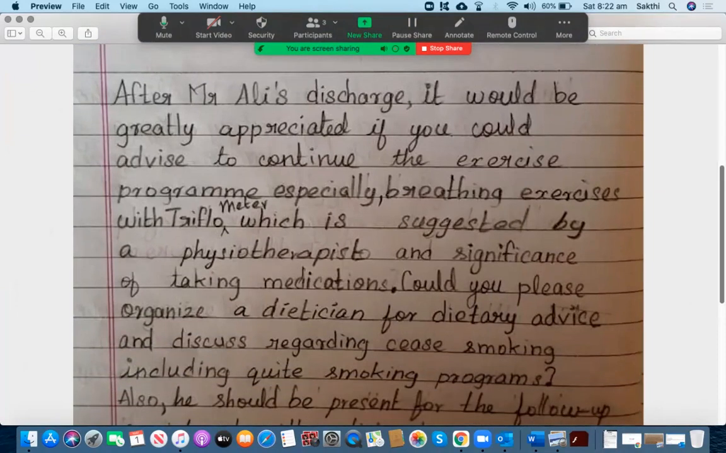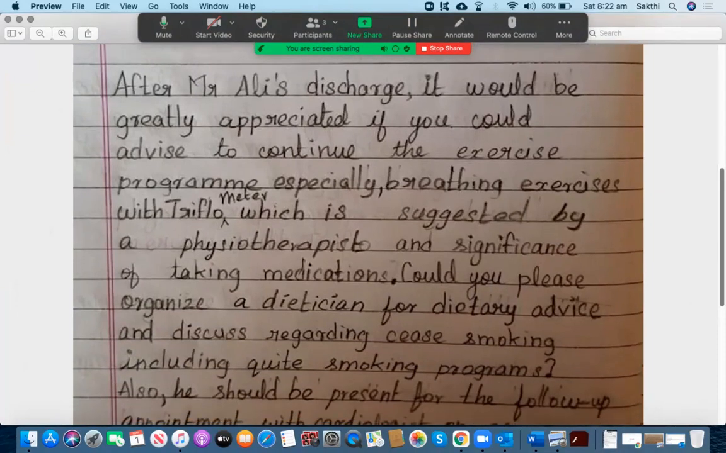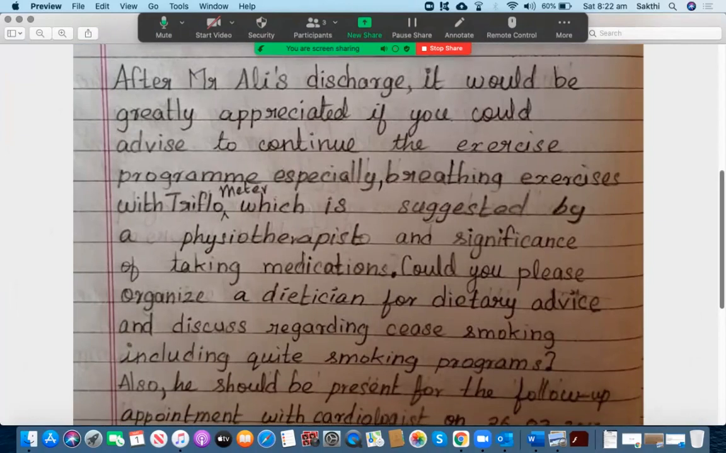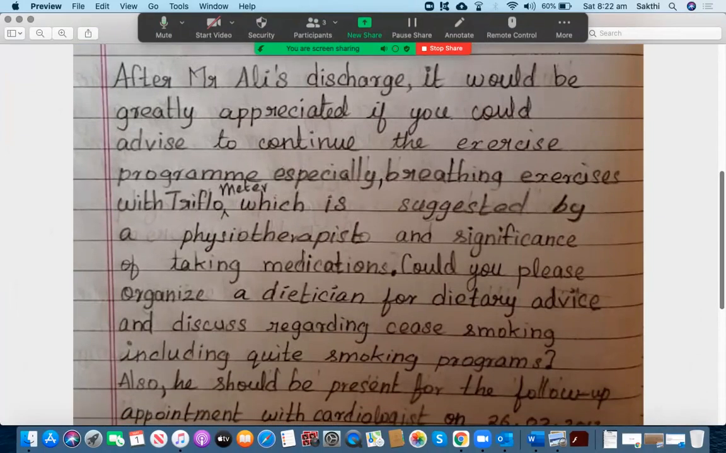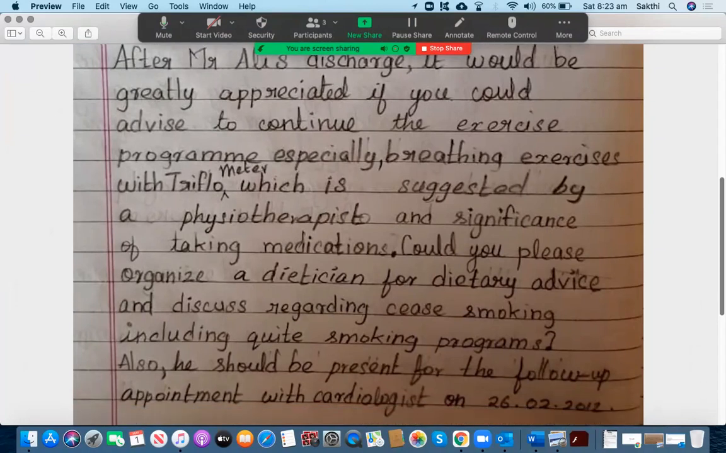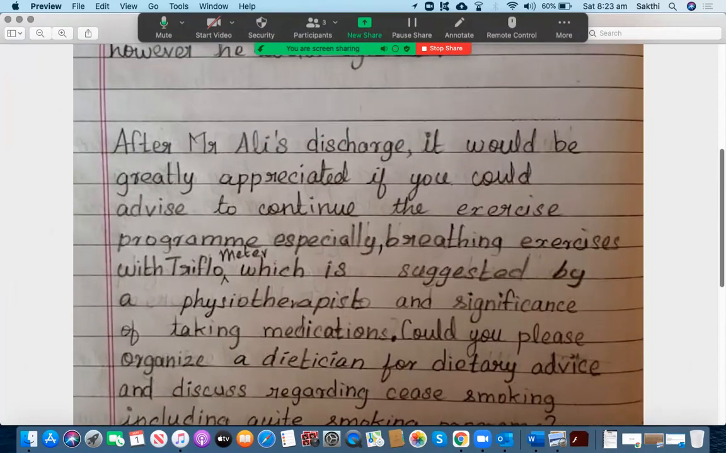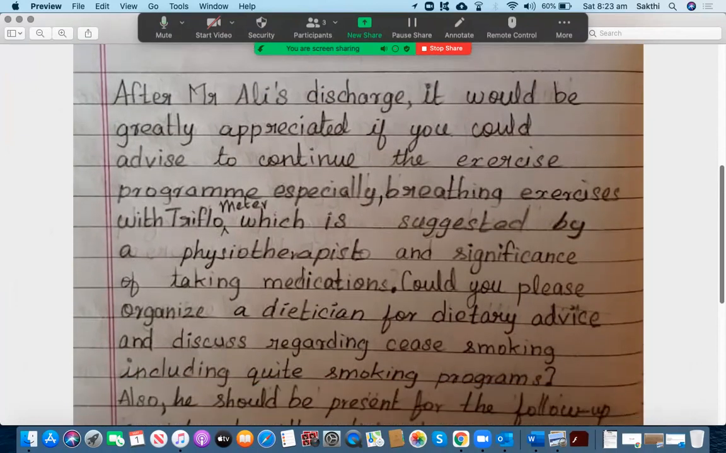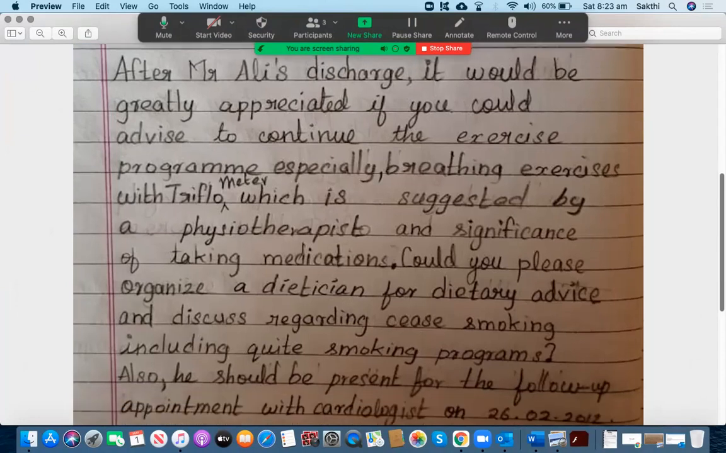After Mr. Ali's discharge, it would be greatly appreciated if you could advise to continue the exercise program, especially breathing exercises with the triflometer, which is suggested by a physiotherapist, and significance of taking medications. Okay, that's good. That's a very good sentence. That's very long, but she has done a wonderful job by writing it down without any mistakes. So I'm happy with that.